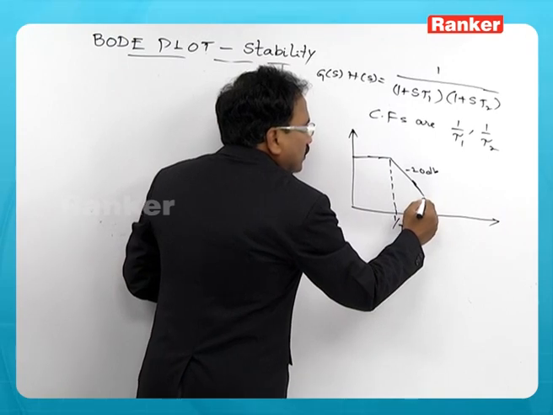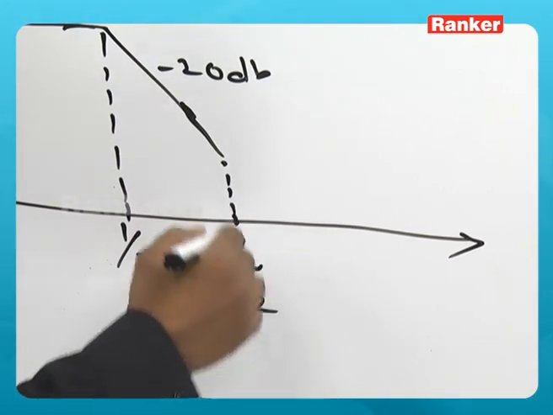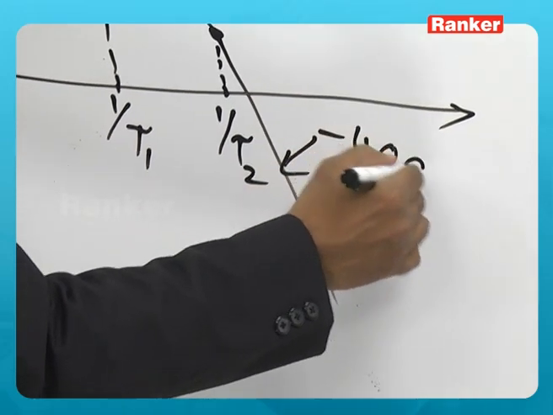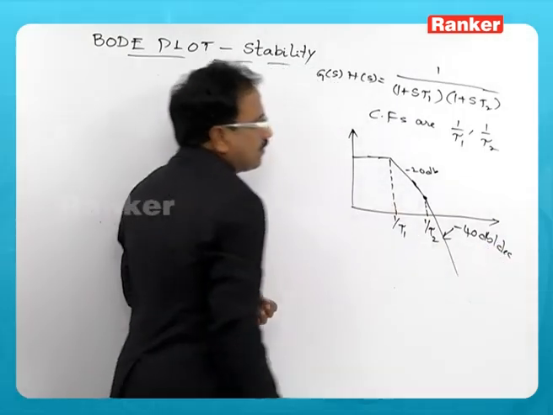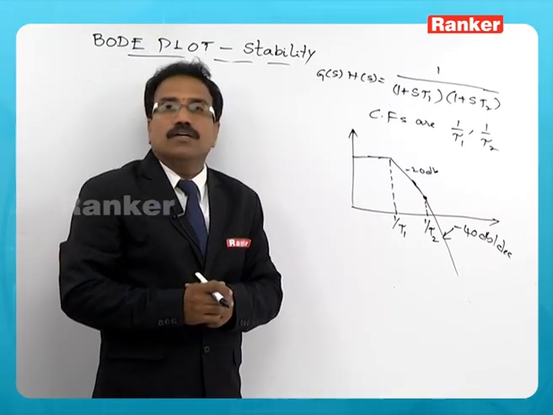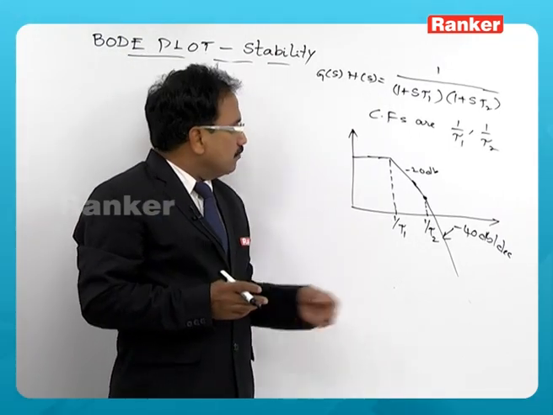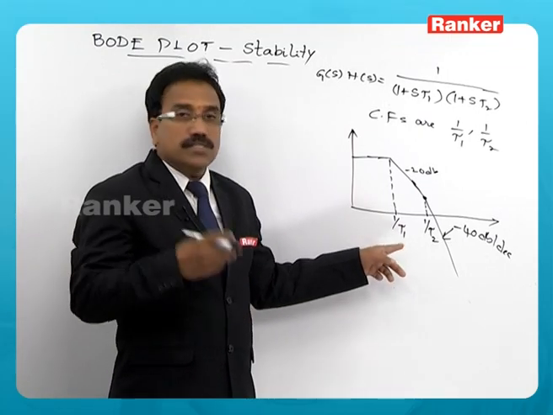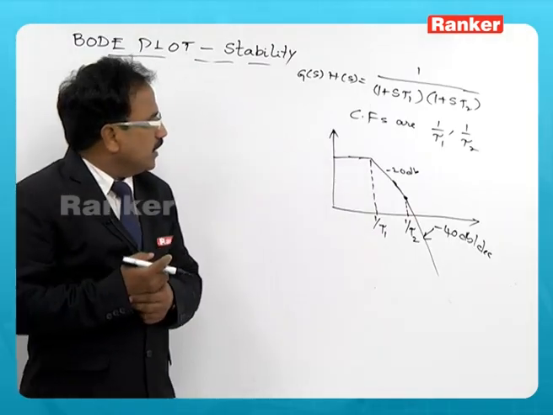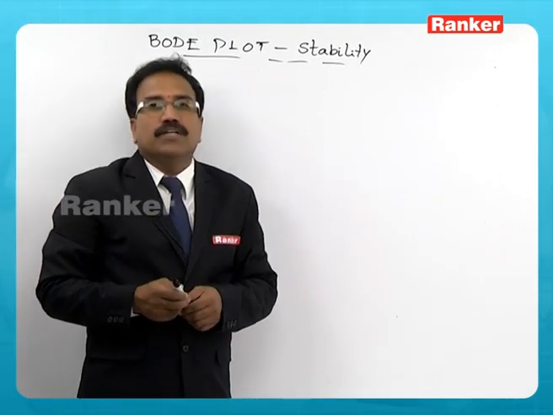So, it actually changes at 1 by tau 2, at some other corner frequency, and the slope becomes minus 40 dB per decade. As there exist two terms, the magnitude plot will have two slopes: one is minus 20 dB per decade, which begins at the first corner frequency and changes from minus 20 to minus 40 at the second corner frequency 1 by tau 2. How to determine the stability from the given Bode plot?